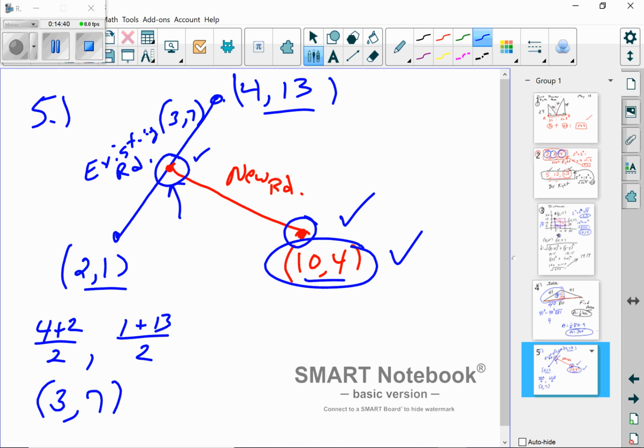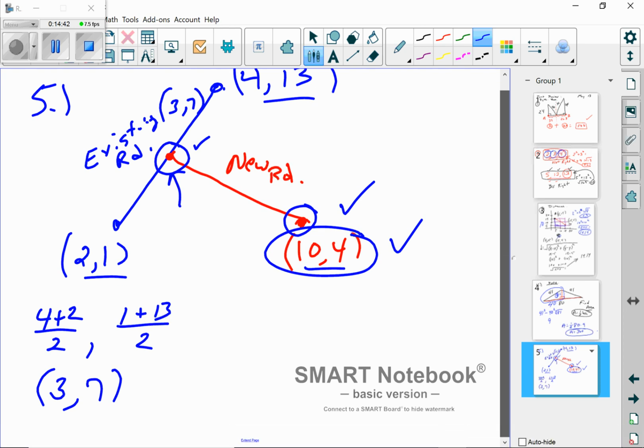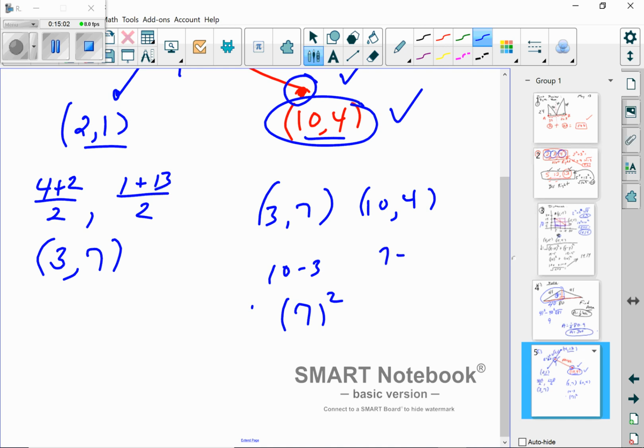So now, I'm going to run this through the distance formula. I got a 3 and a 7 and a 10 and a 4. And just like on the last problem, we're going x minus x, 10 minus 3 gives you 7 squared. And we're going y minus y, 7 minus 4, that's 3 squared. And we're going to subtract those. Sorry, we're going to add these.